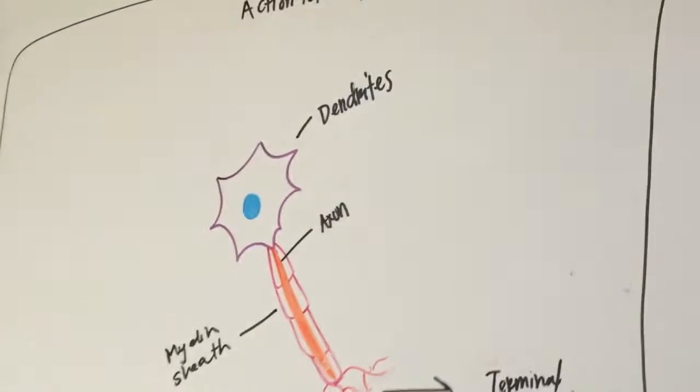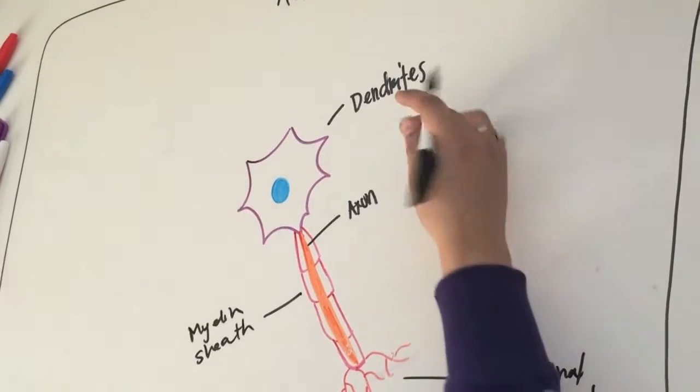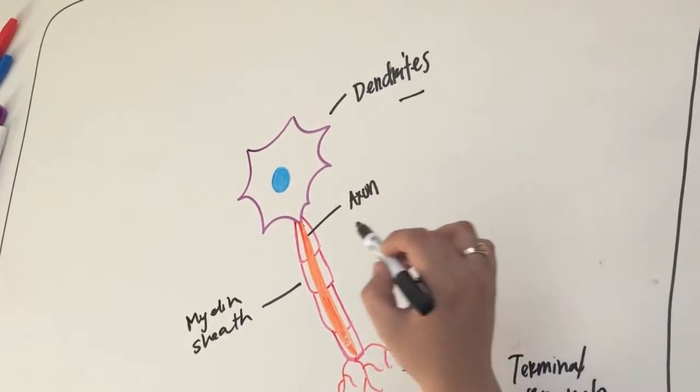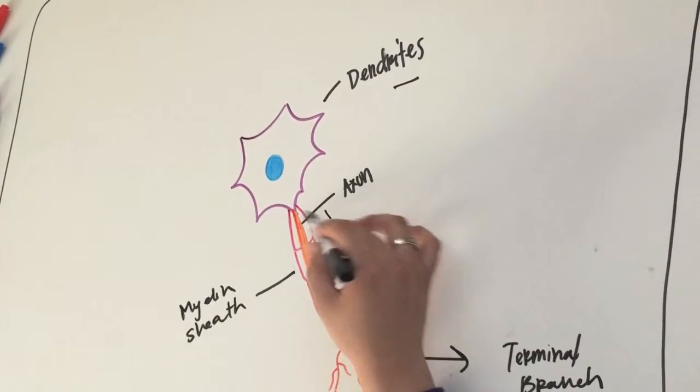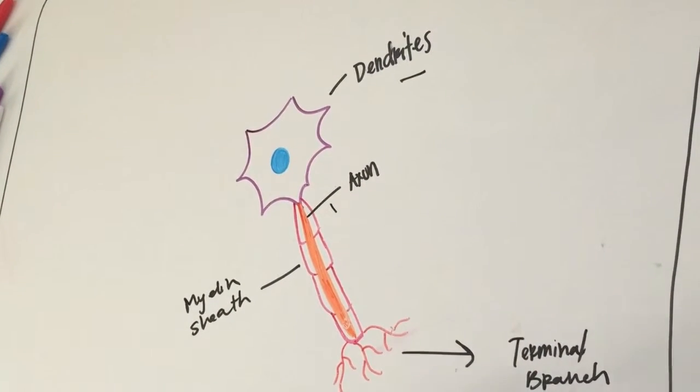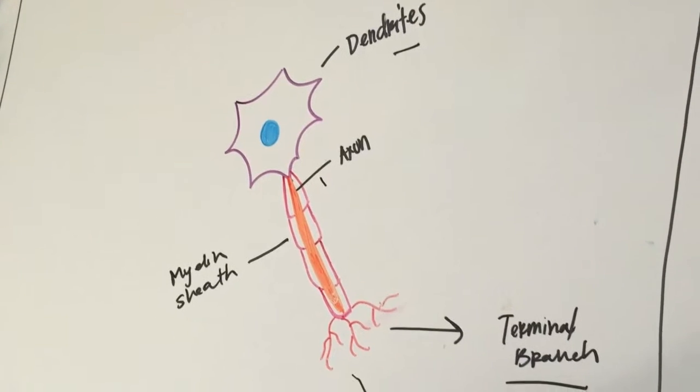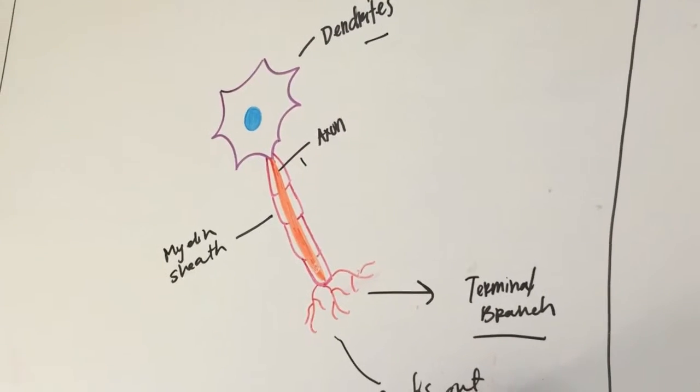All these parts have a role in action potential. The dendrites receive the message, the axon transmits. The myelin sheath is what protects the axons from electronegativity, and then the terminal branch sends out the signals.